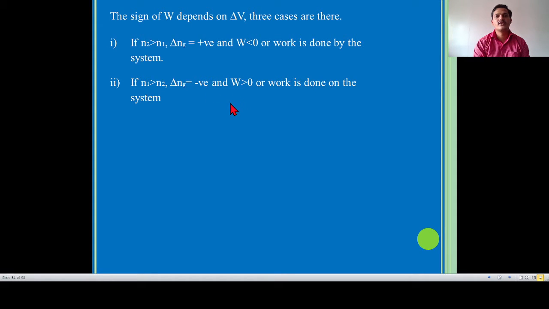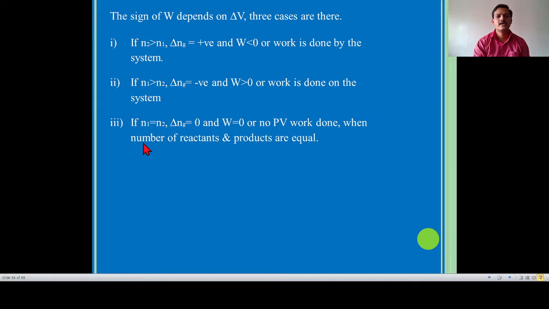And we already know that W is positive when work is done on the system. Now, if N1 is equal to N2 and delta Ng is equal to 0, meaning the number of moles of gaseous reactant is equal to the number of moles of gaseous product, it indicates that delta Ng is equal to 0 and W is equal to 0. That means no PV work, no pressure volume type of work is done when the number of moles of reactant and product are equal.